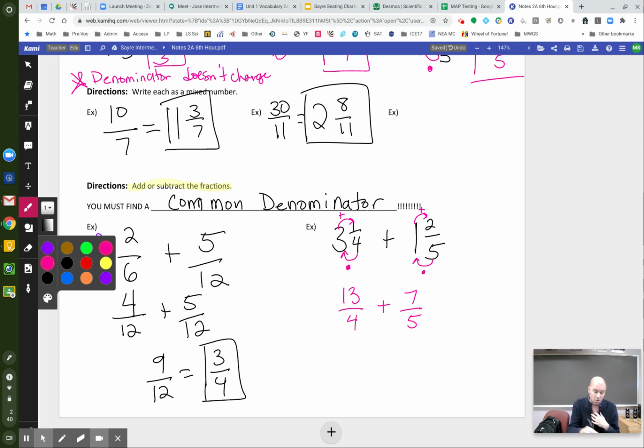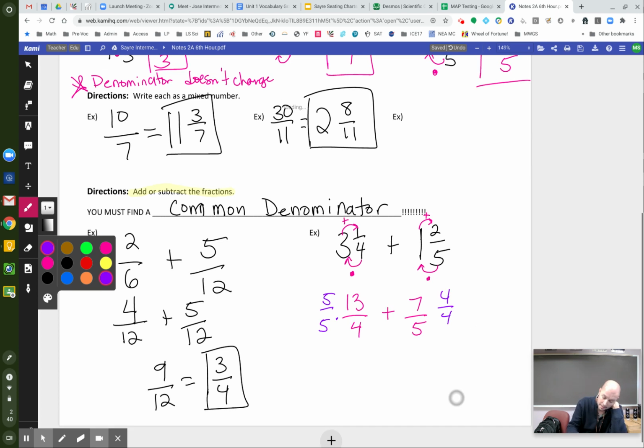It doesn't change. So if I'm looking at common denominators, since I have a 4 over here and a 5 over there, what I'm going to do is multiply the first fraction by 5 over 5 and the second fraction by 4 over 4. And the reason I can do that, again, is I'm not changing the problem, but I'm making the denominators the same. So if I do that, I get 65 over 20 plus 28 over 20.